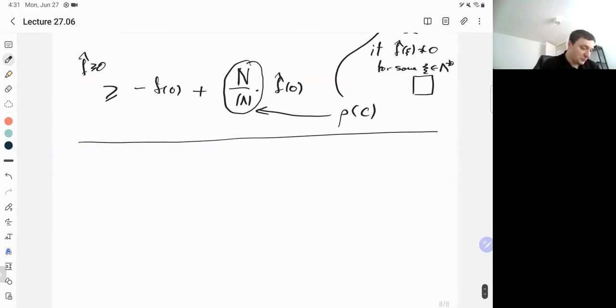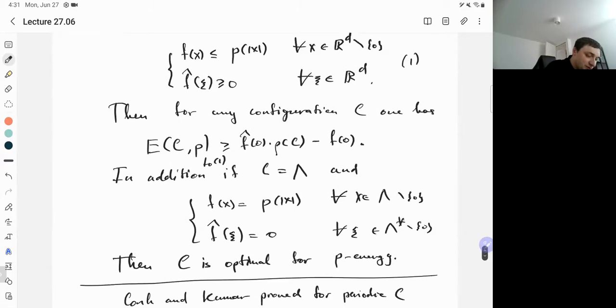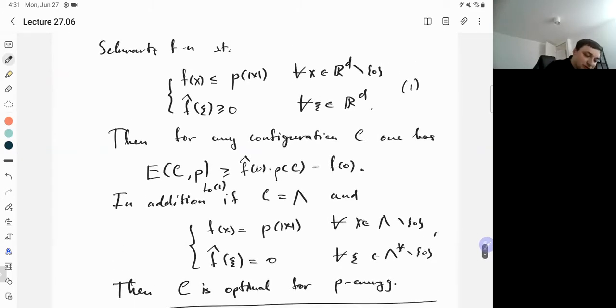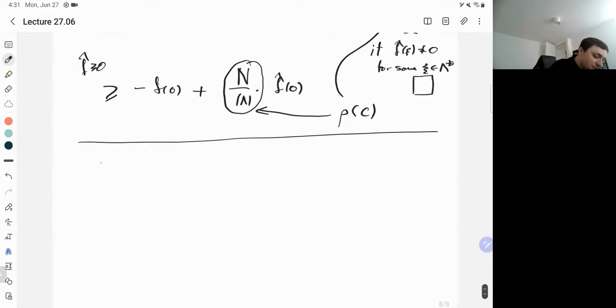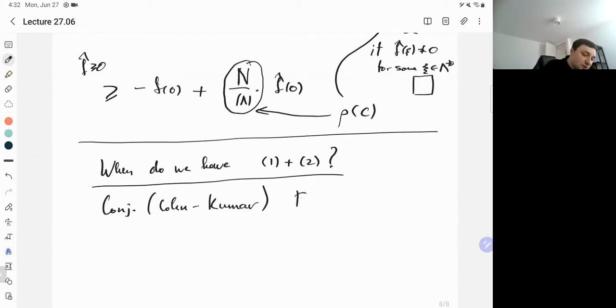So that leads to the question, and this is a question which is surprisingly hard to answer: when can we have both sets of conditions, both 1 and 2? And this is the conjecture that Cohn and Kumar made. So the conjecture of Cohn and Kumar, the real conjecture, not the statement I said before. They conjectured that their LP bound is optimal for dimensions 1 to 8 and 24. The LP bound is optimal.